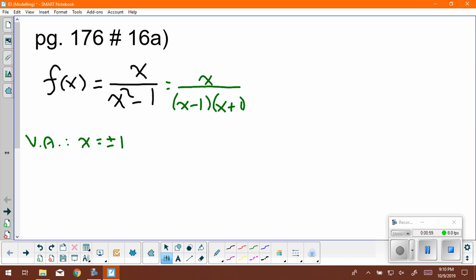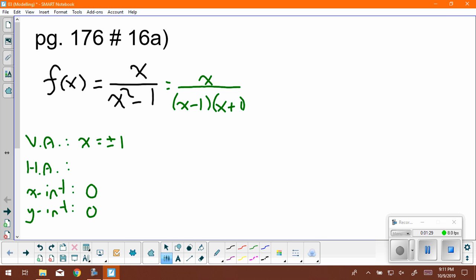Other things I can pick off quickly. I'm going to come back to the asymptote in a moment for horizontal. But our x-intercept, that's the root from the numerator. So we just have a single x there, so that would be 0, which means that our y-intercept is also going to be 0. Okay, right to the horizontal asymptote. What's going on here?